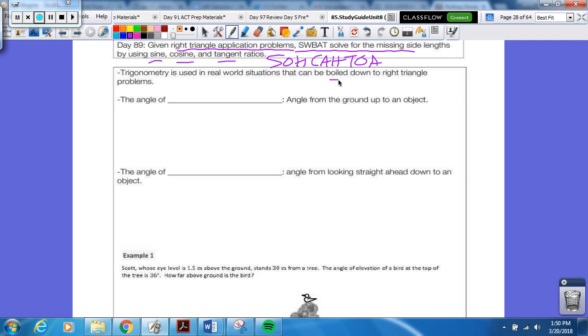Here are the two things you need to know. The first is the angle of elevation. It's an angle from the ground up to an object. So if you have a tree right here, look at this wonderful tree I'm going to draw, and you're sitting here on the ground and you're looking up. That is the angle of elevation.